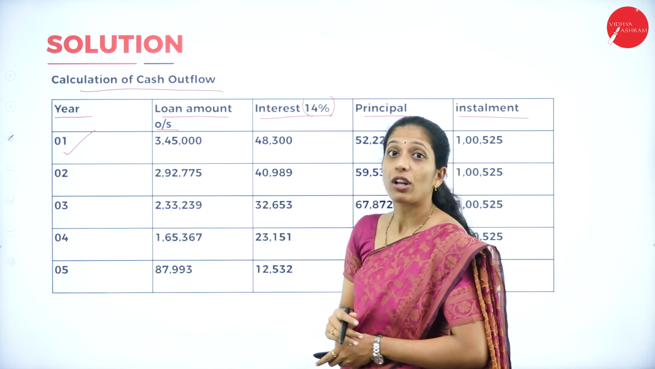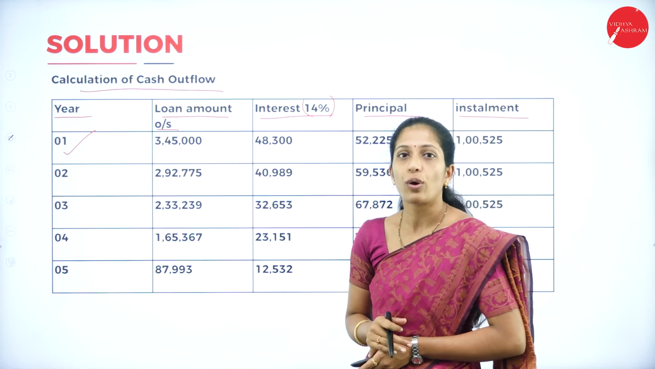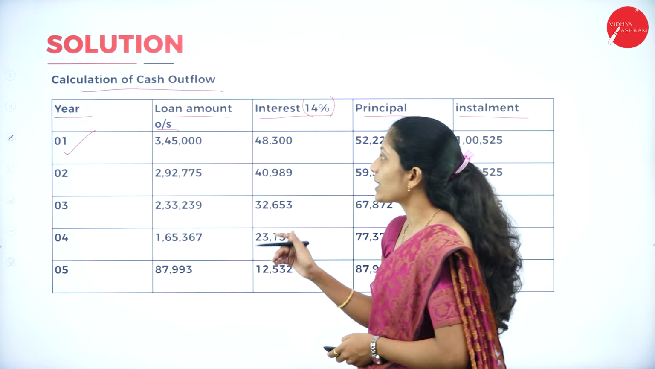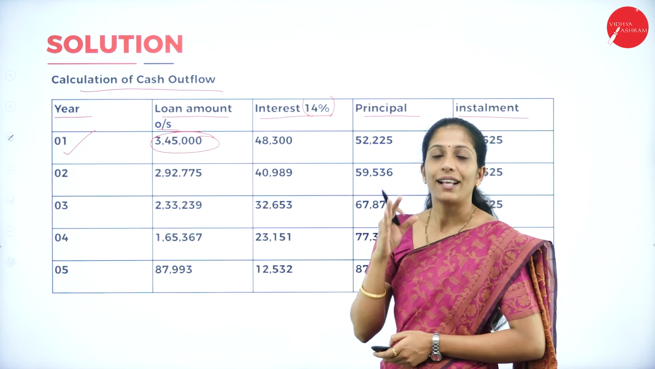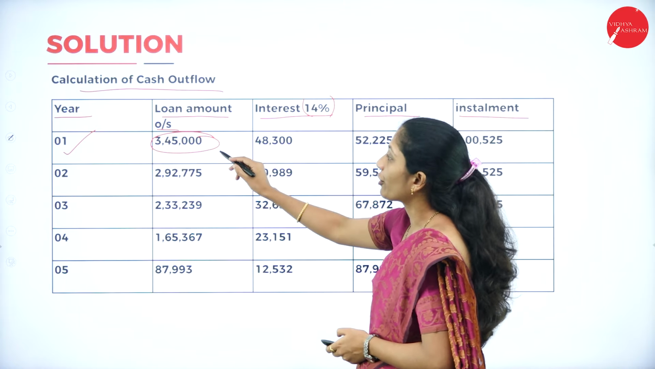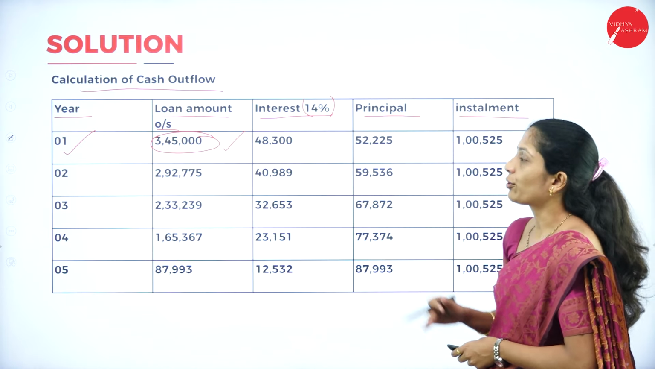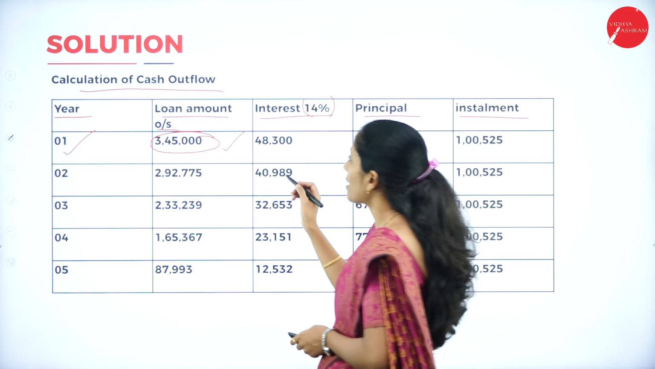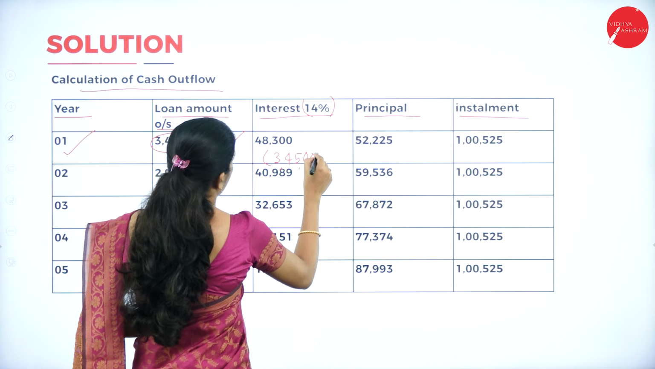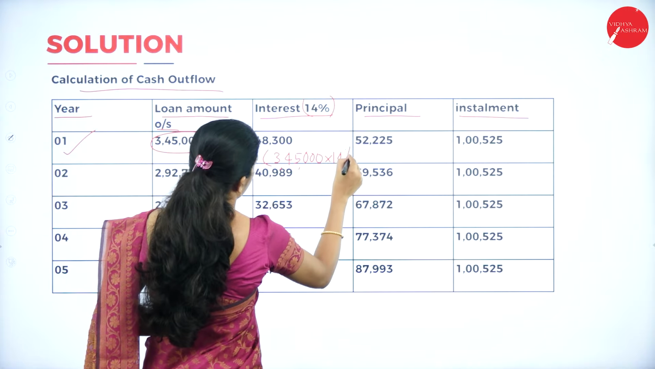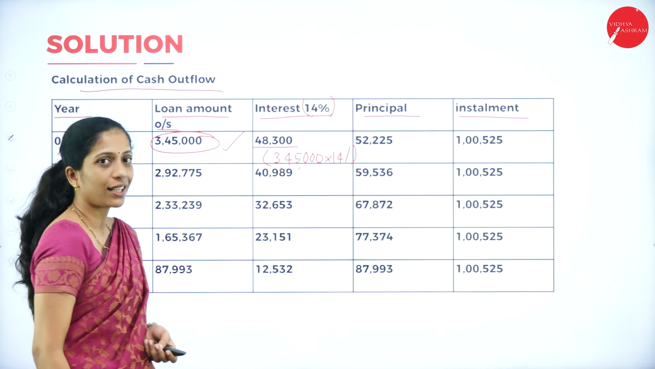Now, what is the loan amount outstanding in the first year? So if they are going to purchase the asset, they have to borrow the loan. So what is the loan amount? That is, the cost of the asset is 3,45,000. So that much they have to borrow. So 3,45,000 is the loan amount outstanding in the first year. Now, how to calculate the interest? So upon this amount, 3,45,000 into 14%, that is 14 divided by 100, you'll get the interest 48,300.